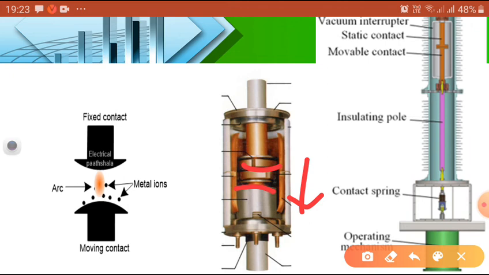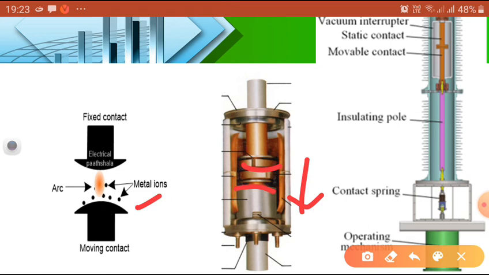In this case, the separation of contacts causes the release of vapor which fills the contact surface. The vapor consists of highly positive ions liberated from the contact materials. You can see the figure here also.